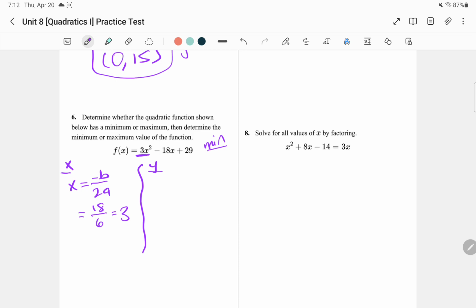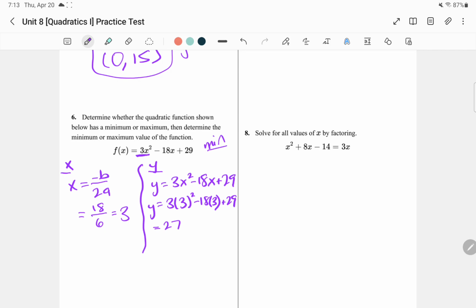So x is 3. And then I'm going to put that into y equals 3x squared minus 18x plus 29. I'm going to put 3 into the x's over here. So 3 squared minus 18 times 3 plus 29. Notice right here I'm going to do 3 squared first. It does matter, especially with negatives. But 3 squared is 9, and then 9 times 3 gives us 27.